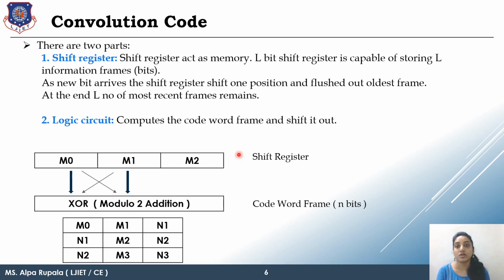Now, the receiver does not need to wait for the whole data sequence to be received. As soon as it receives M0 and M1, it will start decoding. So here convolution code overcomes most of the disadvantages of the Hamming code. We are not going into convolution code to a very large extent because that is not required here. You will not be asked for an example on convolution code. So basically in convolution code you have two parts, shift register and logic circuit.